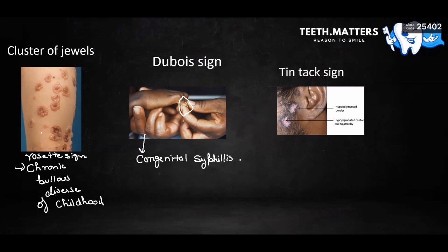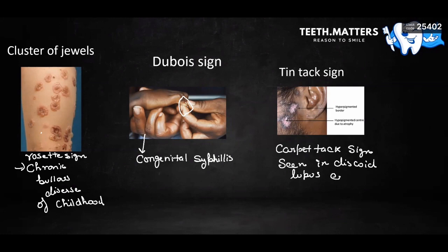Now, Tintac sign. Here there is a hypopigmented area and around this there is a hyperpigmented border. This Tintac sign is also known as carpet tack sign. It is seen in discoid lupus erythematosus.